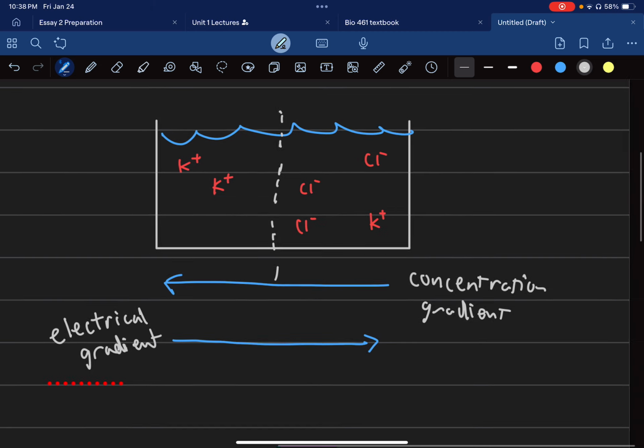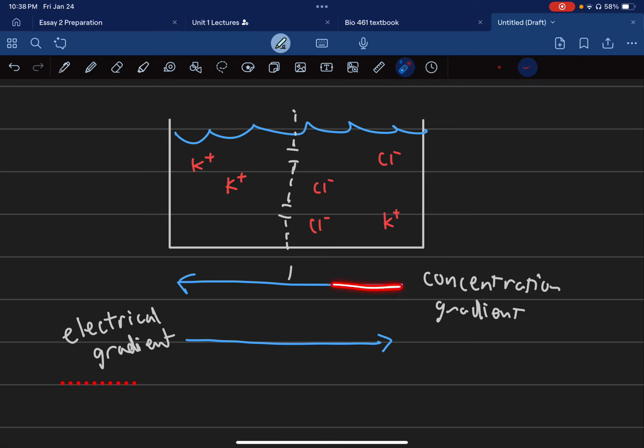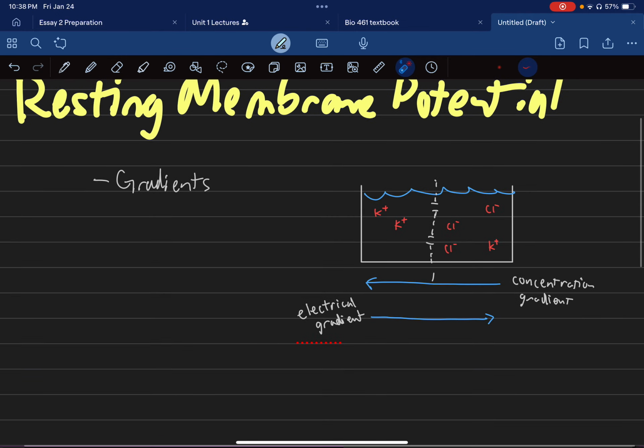So eventually there's going to have to be some balance. Not all of the potassiums are going to be able to cross over because the electrical gradient is going to be pushing back this way, but at the same time the concentration gradient is going to be pushing back this way. So there will not be an equal charge on both sides. Neither will there be an equal concentration on both sides, but there will eventually be an equilibrium, and that is going to be the resting membrane potential.